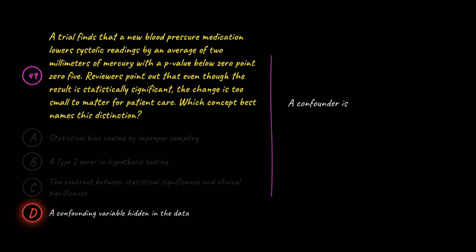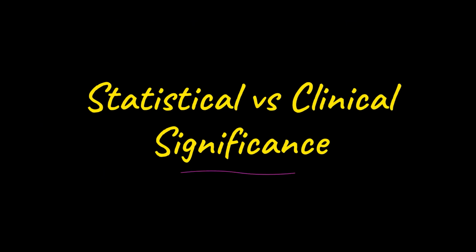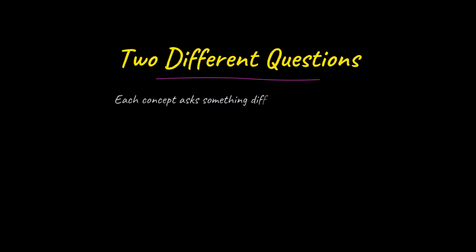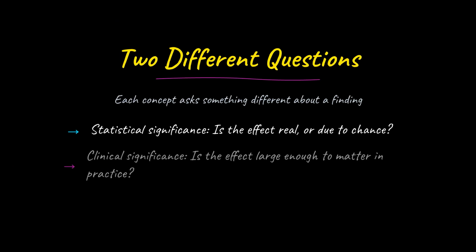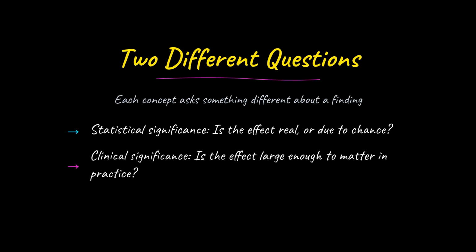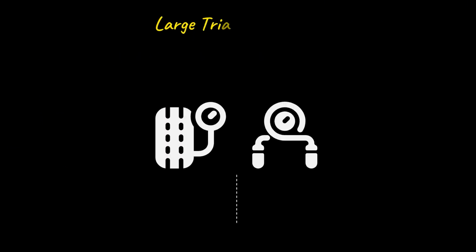D is wrong because a confounder is an external variable distorting a relationship, not the difference between statistical and clinical significance. Statistical significance and clinical significance are related but distinct ideas. Understanding the difference is one of the most important judgment calls in reading healthcare research. Statistical significance asks whether an observed effect is likely to be real, captured by the p-value. Clinical significance asks whether that effect is large enough to change what you do for a patient. A result can satisfy one criterion without satisfying the other.